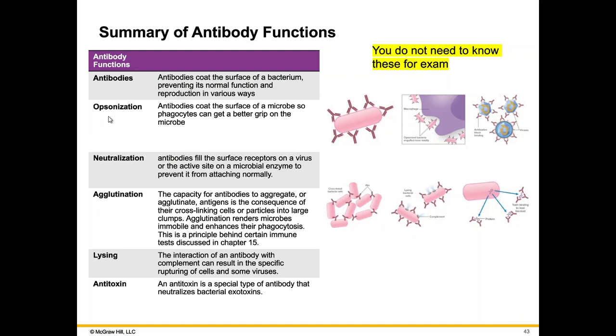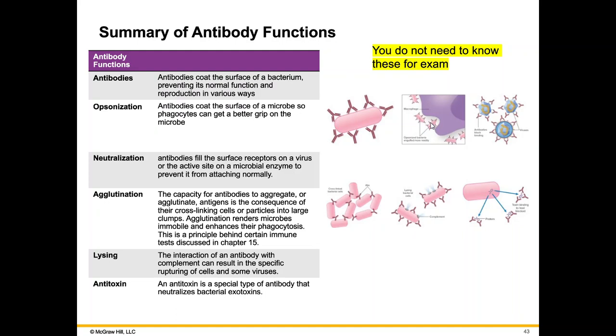So opsonization, for example, is where antibodies coat the surface of a microbe, and that helps phagocytes like macrophages get a better grip on them so they can get them engulfed. So we're seeing that here. Here's our bacteria. It's been opsonized by various antibodies, and now it's being engulfed by our macrophage.